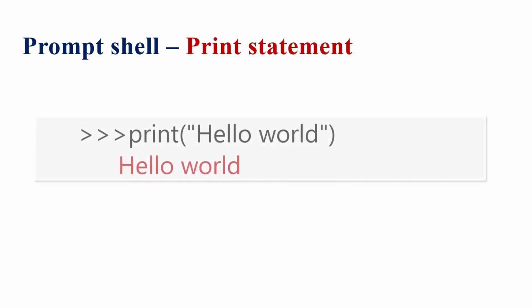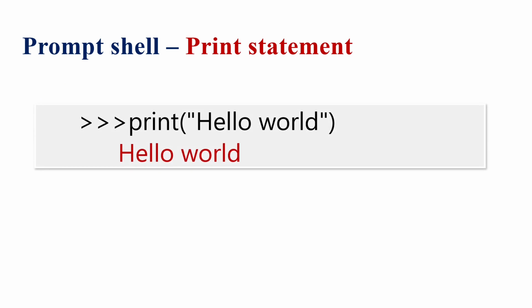Let's progress. The first statement we're going to look at is the print statement. The print statement can be used to print values. In this case, we are using the print statement to print a string, and the string we have here is hello world. Once we type this first line of code inside our Python programming environment, the outcome will give us hello world.